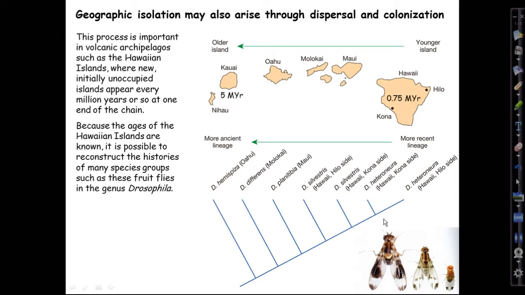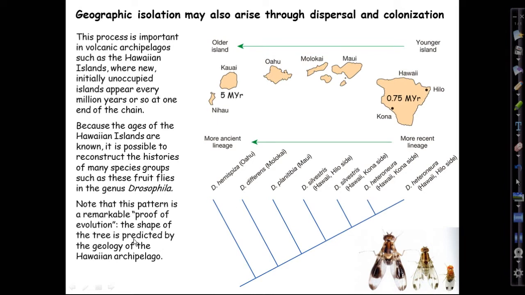This phylogeny is supported by molecular evidence, and it maps perfectly onto the history of the islands. So the oldest species, the most divergent, that is the deepest node in the tree, connects Drosophila hemispisa from Oahu, a relatively old island, with the others, which occur on Molokai, Maui, and Hawaii. And notice the branching order in the tree corresponds exactly to the ages of the islands, with the shallowest nodes being between populations of heteroneura and sylvestris that occur on the same island, just on different sides of it, on the Hilo and Kona sides.